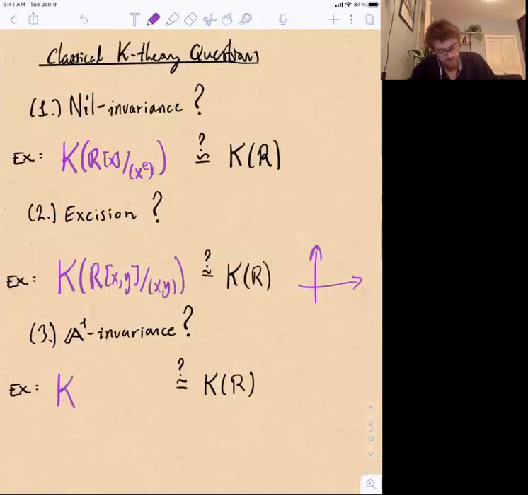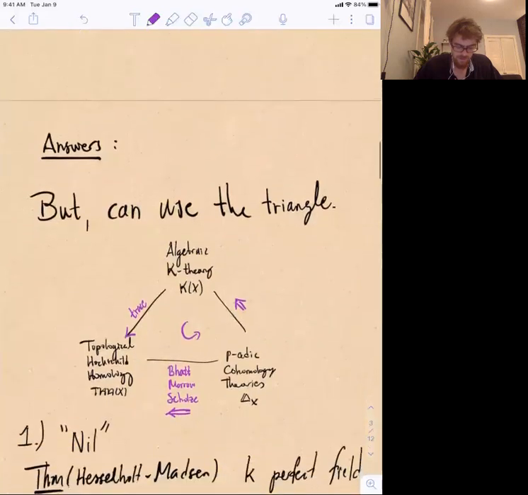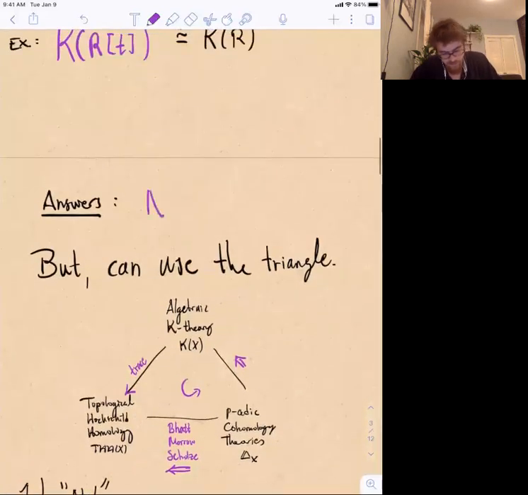Similarly, there is the question of A1-invariance in K-theory. This is the question of whether or not the K-theory of the polynomial algebra agrees with just the K-theory of the base. For all of these cases, the answer is a resounding no. K-theory does not give an equivalence between these. So none of the questions that I asked are true. But we can use this triangle of ideas to actually understand the failure of these questions.